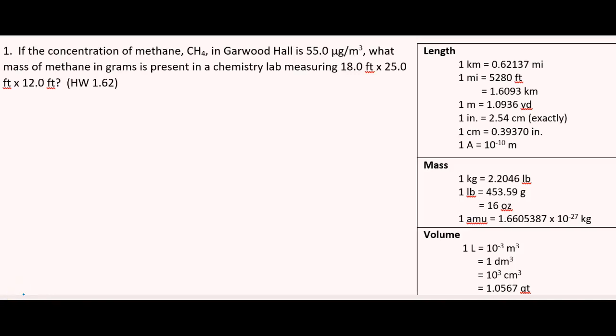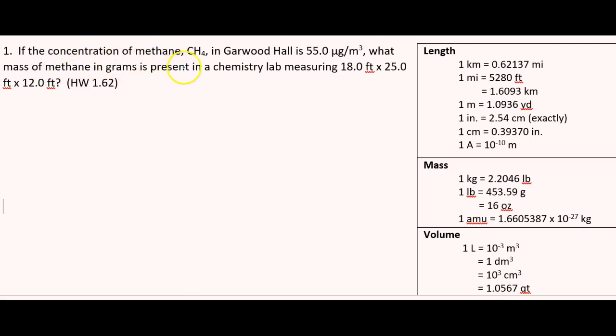Hi everyone. I thought we would try to do this quiz problem and maybe pay more attention to how to start off the problem, because that's the hardest part. If the concentration of methane, CH4, in Garwood Hall is this, what mass of methane in grams is present in a chemistry lab with these dimensions? Well, by the time I got to the end of the problem, I forgot what was at the beginning, so let's dissect it.